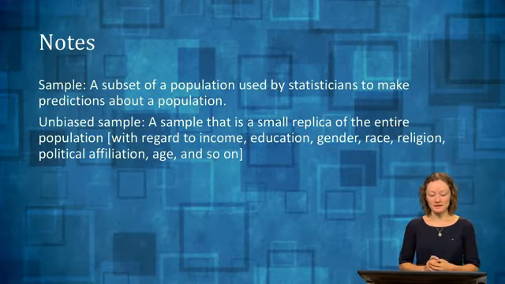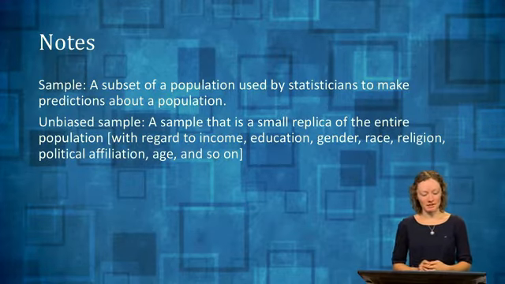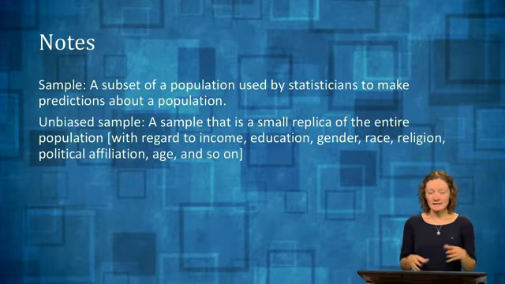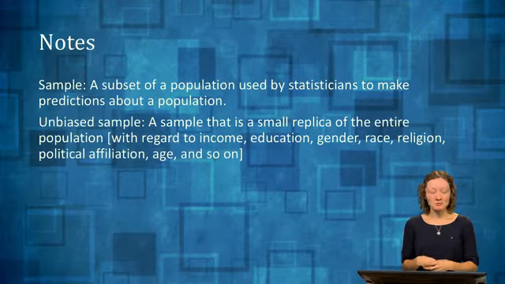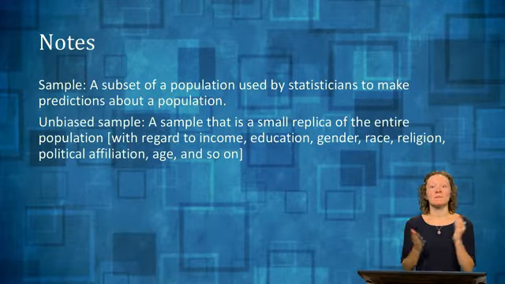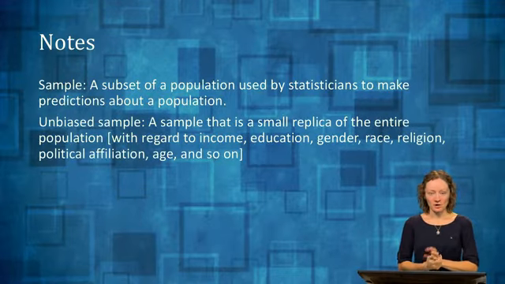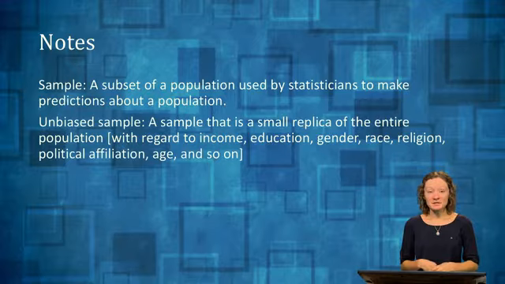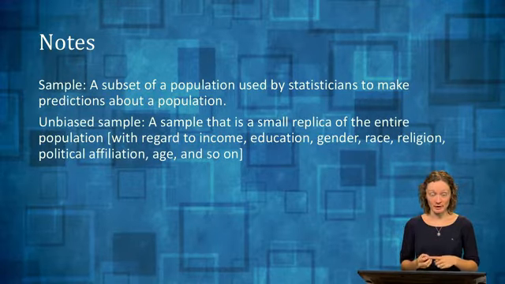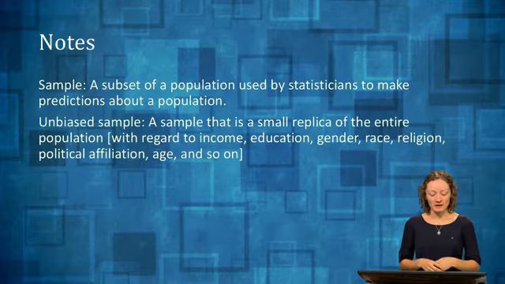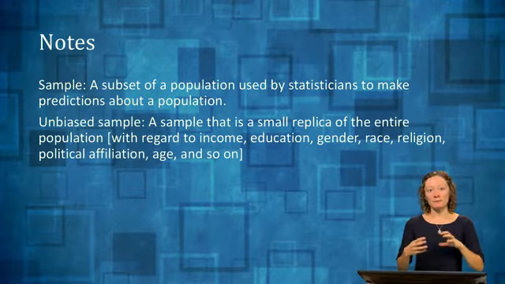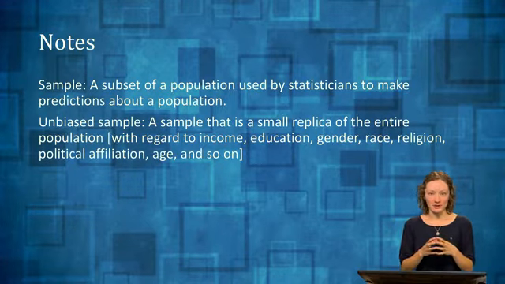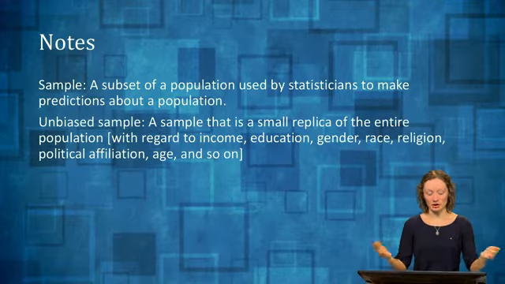We have a sample. This is a subset of a population used by statisticians to make predictions about a population. Anytime that we collect information, it's pretty rare for us to be able to collect information from every single person that we're trying to represent. So if any data is being collected and broadcast about the United States population, it's almost impossible to talk to every single person in the United States and collect information from them. And so when we talk about getting a sample, this is a subset of the population. So making decisions and maybe getting information from a certain number of people to represent the larger population as a whole.